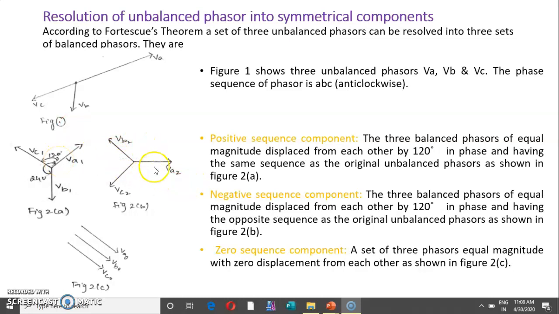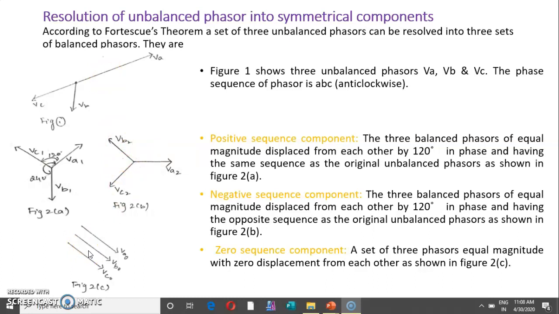Similarly, referring to figure 2B, the negative sequence component has the same magnitude, and the phase angle is also the same 120 degrees. The only change is that the phase sequence is opposite to that of the original. You can observe that the phase sequence of the original is ABC, and here it is ACB. Hence the definition: three balanced phasors of equal magnitude, displaced by 120 degrees from each other, and having the opposite phase sequence to the original. So we call it the negative sequence.